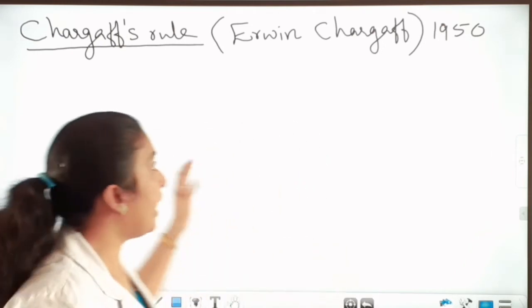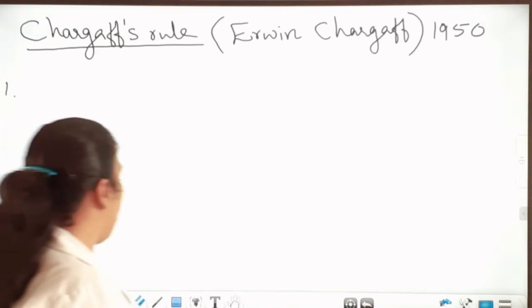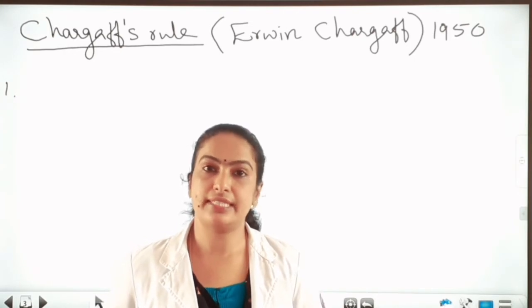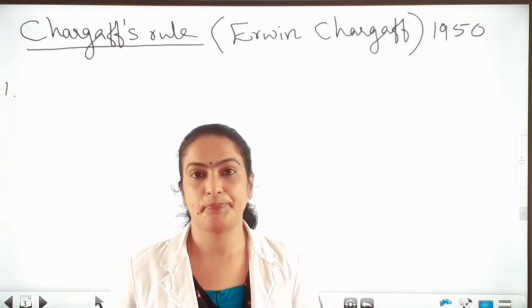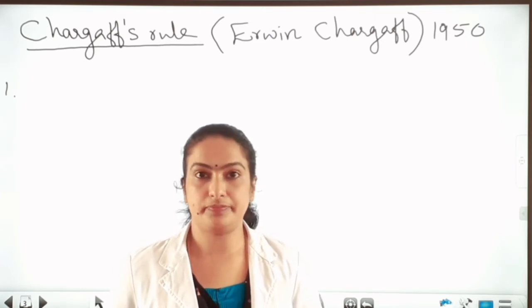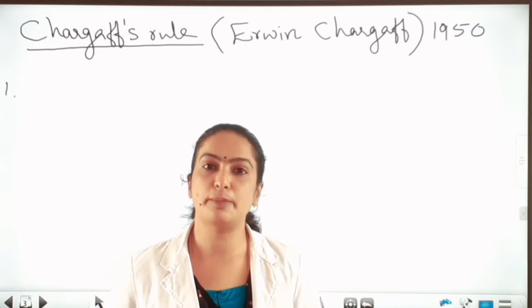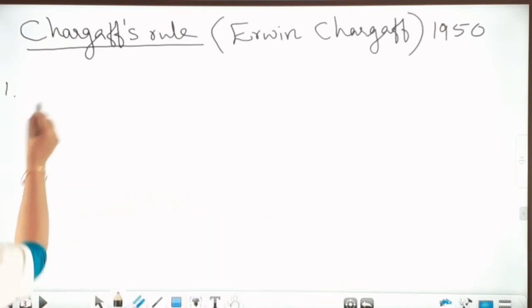And according to Chargaff, the first point of Chargaff's rule is that the nitrogen bases, such as adenine, always base pair with thymine, and cytosine always base pairs with guanine. So that is the first postulate.